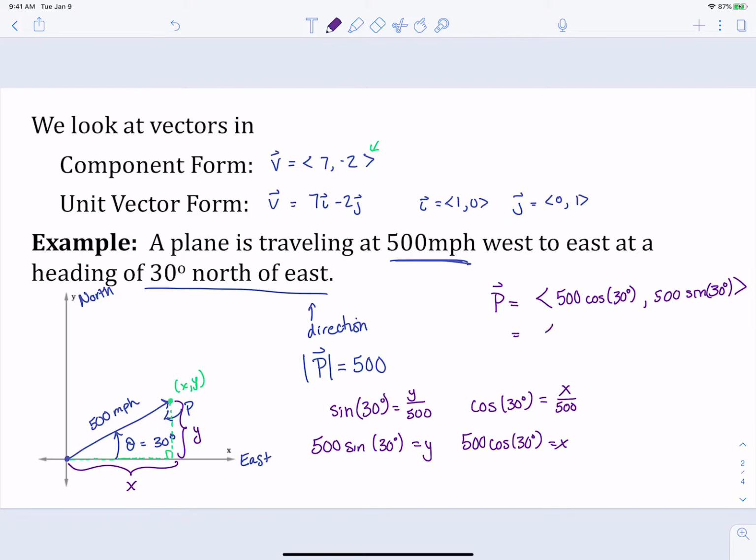Now we absolutely could determine what the cosine of 30 degrees is. It's square root of 3 over 2, and the sine of 30 degrees is 1/2. So we could also write this as 250 square root of 3 and 250 if we like it in that format. That gives us a way to take it back to component form, but we can absolutely leave it in this kind of strange looking form in terms of sine and cosine. That's totally okay. It's another way that we can leave it, and it's a way of showing the direction in terms of an angle and the speed of the plane.